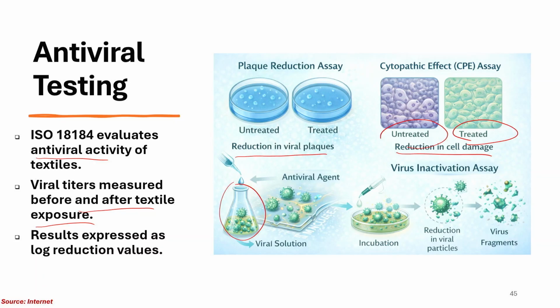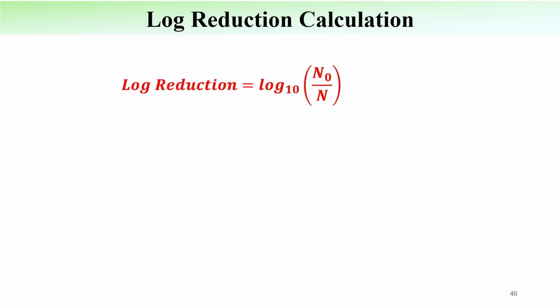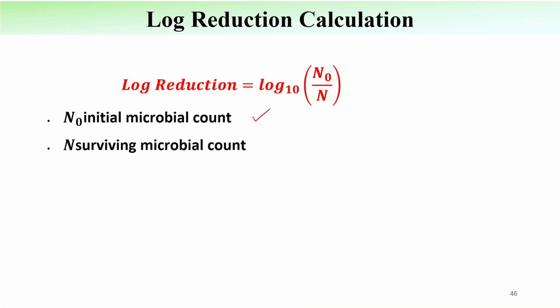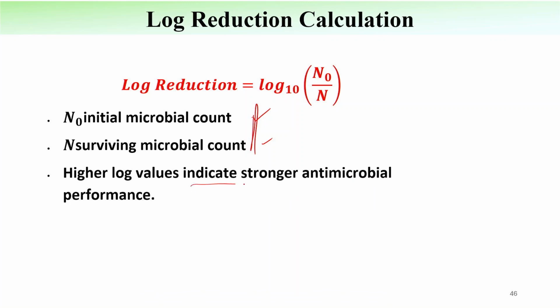Results are expressed as log reduction value as per the ISO 18184 system. For log reduction calculation, this formula is there, where N0 is the initial microbial count and N is the surviving microbial count. Using this equation we can calculate the log reduction. Higher log values indicate strong antimicrobial performance.